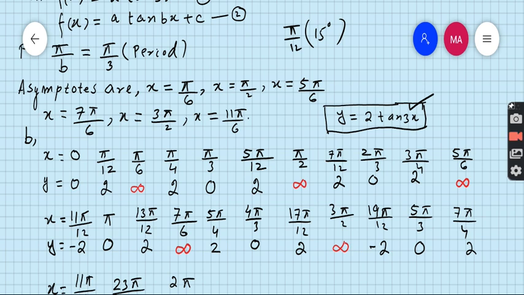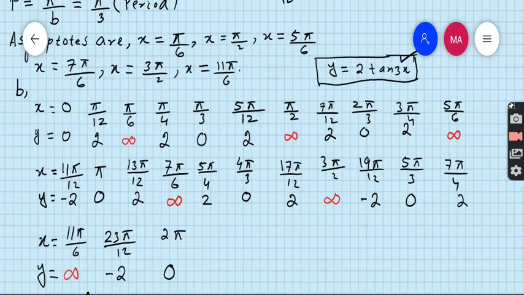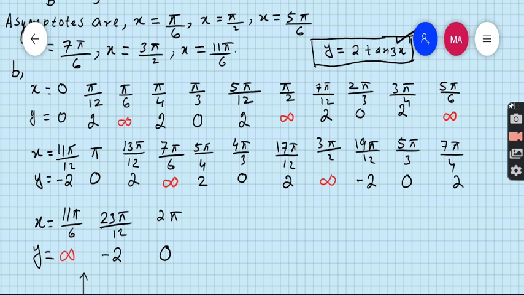So you have found 5 pi by 6, 11 pi by 12, pi, 13 pi by 12, 7 pi by 6, 5 pi by 4, 4 pi by 3, 17 pi by 12, 3 pi by 2, 19 pi by 12, 5 pi by 3, 7 pi by 4, 11 pi by 6, plus pi by 12, 23 pi by 12, plus pi by 12, 2 pi. So we have to take the angles from 0 to 2 pi.